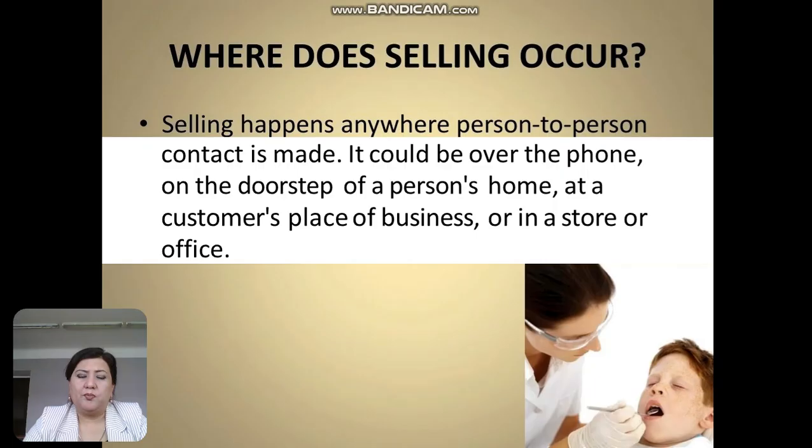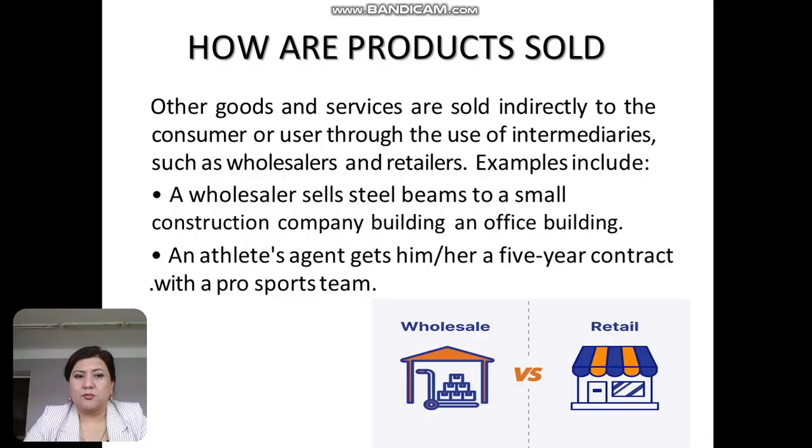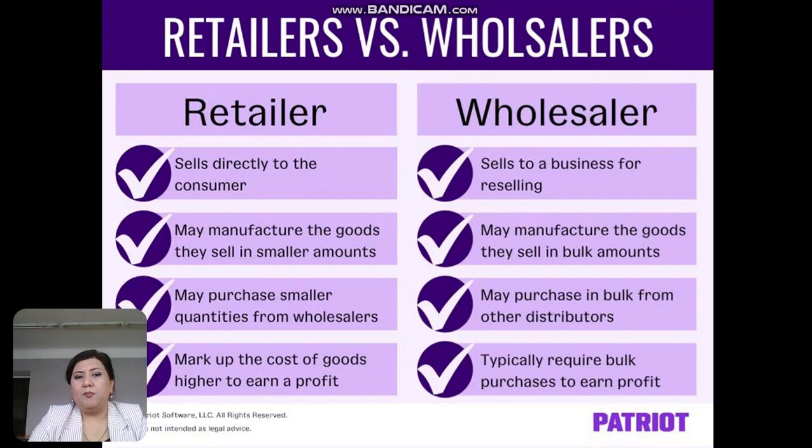Where does selling occur? Selling happens anywhere person-to-person contact is made. It could be over the phone, on the doorstep of a person's home, at the customer's place of business, or in a store or office. How are products sold? Other goods and services are sold indirectly to the consumer or user through the use of intermediaries, such as wholesalers and retailers. Examples include a wholesaler selling steel beams to a small construction company building an office building, or an athlete's agent getting him or her a 5-year contract with a pro sports team.